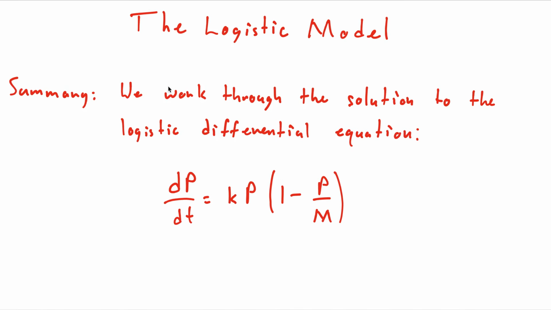Hello, in this video we will solve the logistic differential equation. The logistic differential equation is a differential equation that describes population growth. P here is some population, dP/dt is the rate of change of that population with respect to time. The logistic differential equation models the rate of change of population with respect to time as some constant k times the current population times 1 minus P over M.